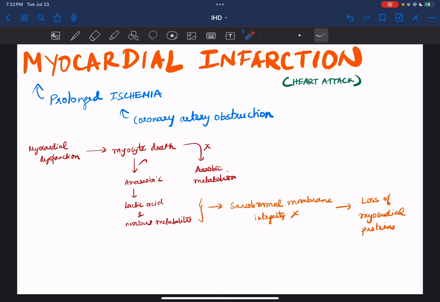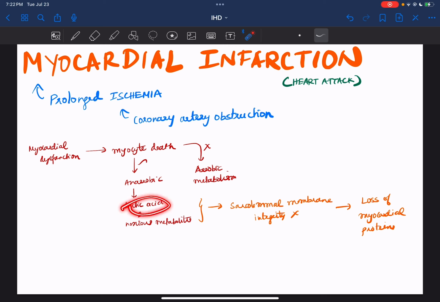And if the cells die, the surrounding cells will make use of anaerobic metabolism. The cells that are about to die or the cells that are dead will make use of anaerobic metabolism because the mitochondria and everything is destroyed. So aerobic metabolism is not possible here. So it will take the route of anaerobic metabolism and it will start producing lactic acid, which is a byproduct of your anaerobic metabolism.